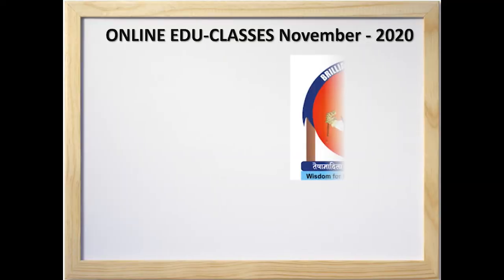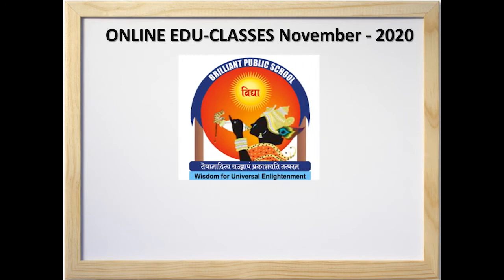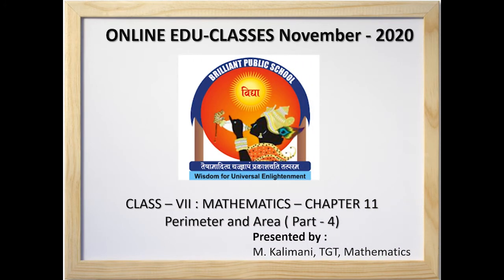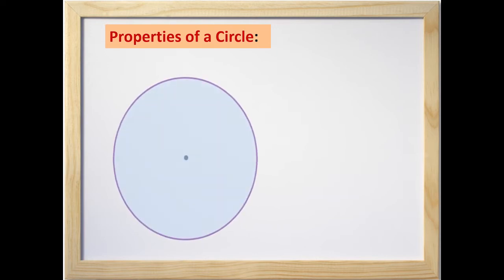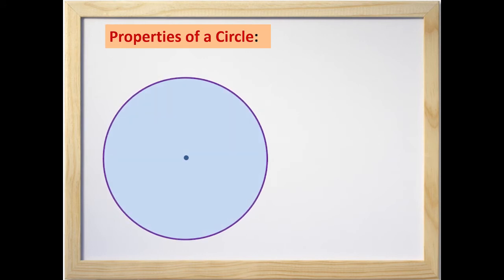Today we are going to study chapter number 11, Perimeter and Area, part 4. Children, today we are going to learn the properties of a circle. Before learning the properties of a circle, we should know what is a circle. What is a circle, children?